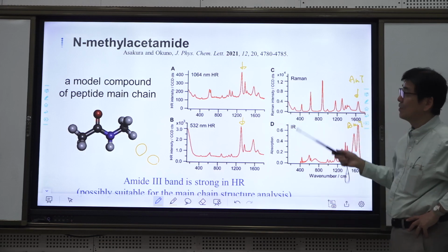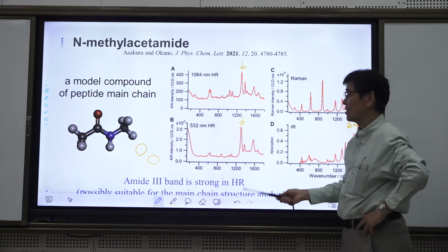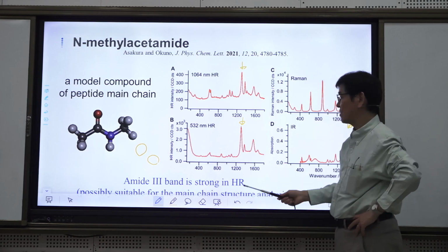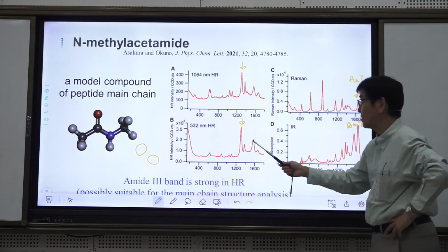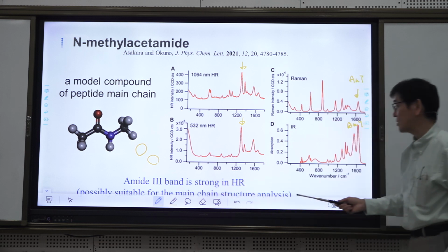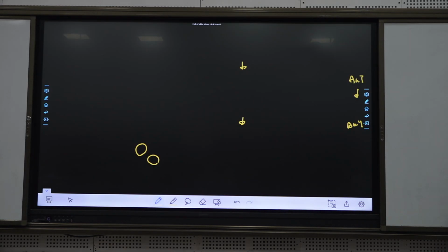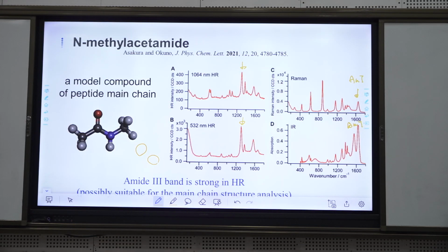So there is a possibility that hyper-Raman spectroscopy is suitable for the analysis of the amide 3 band. It is known that the amide 3 mode is related to the peptide main chain structure, so it must be convenient for protein structure analysis. That is the expectation. Okay, so this is all for this morning's lecture.